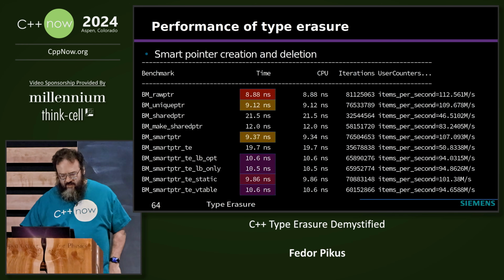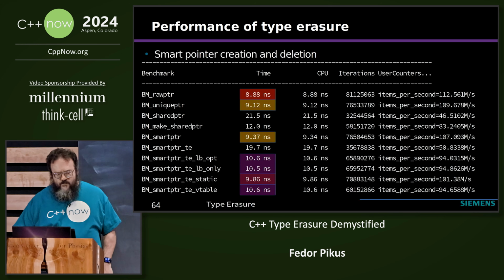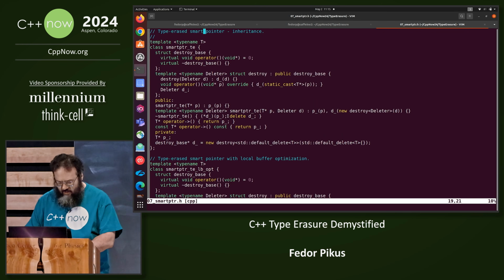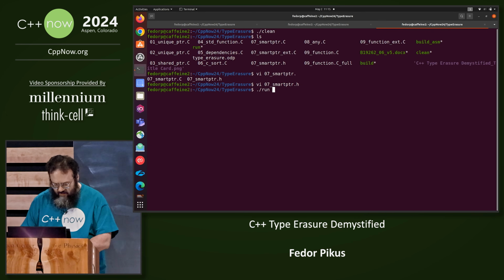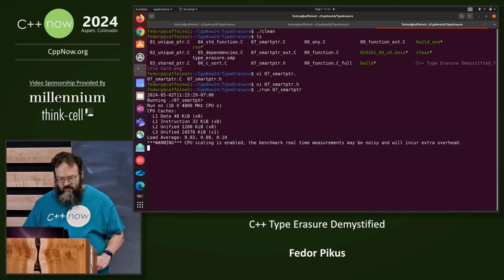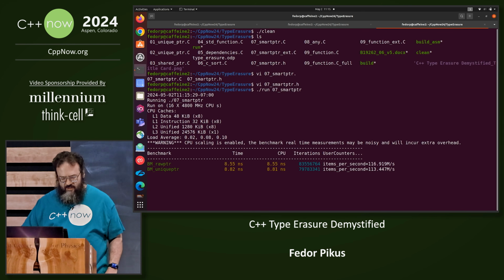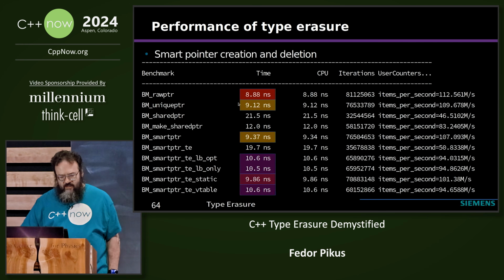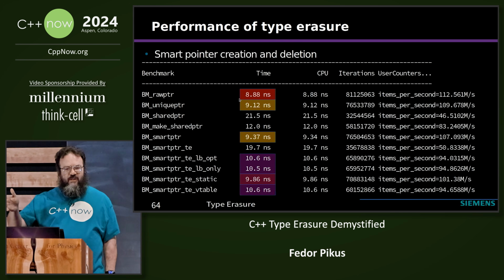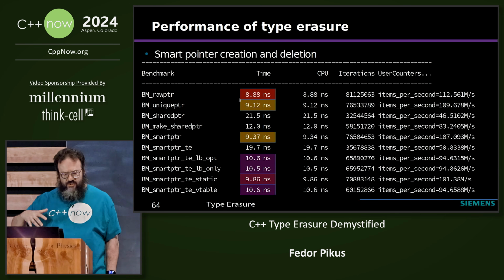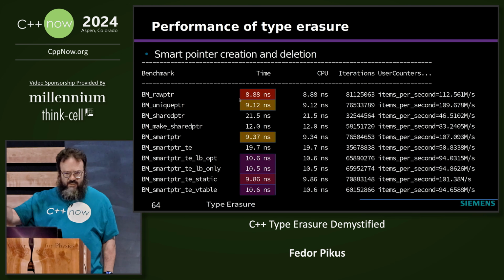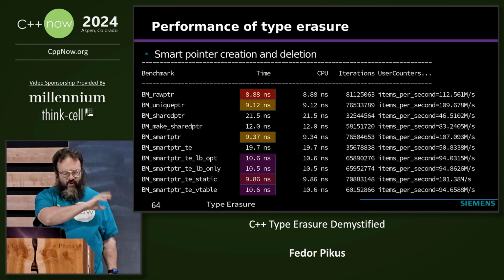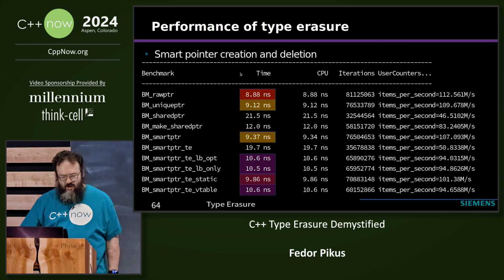Okay, so the benchmarks. I do have the code for it, it compiles and runs, and I'll show you the results. What I'm benchmarking is the creation and the deletion, not using it as a pointer. Using it as a pointer does not involve any type erasure in this case. It's just a dereference of the data pointer. So I'm constructing and deleting.